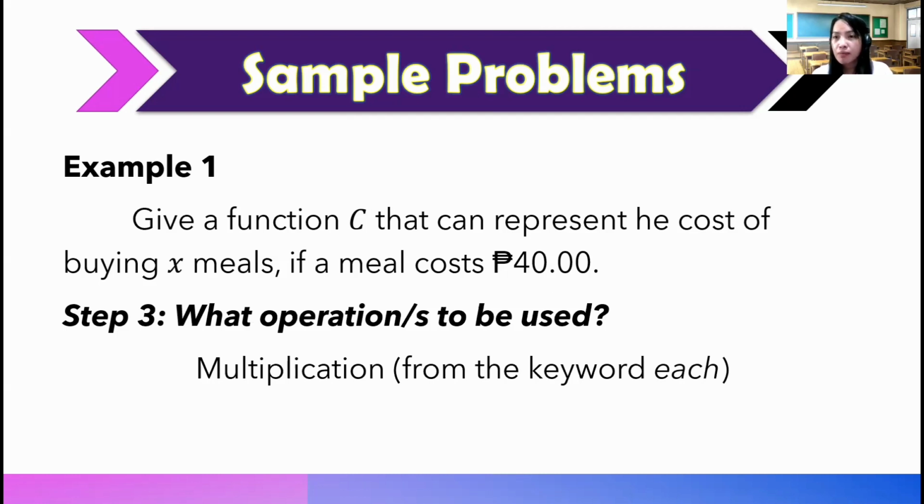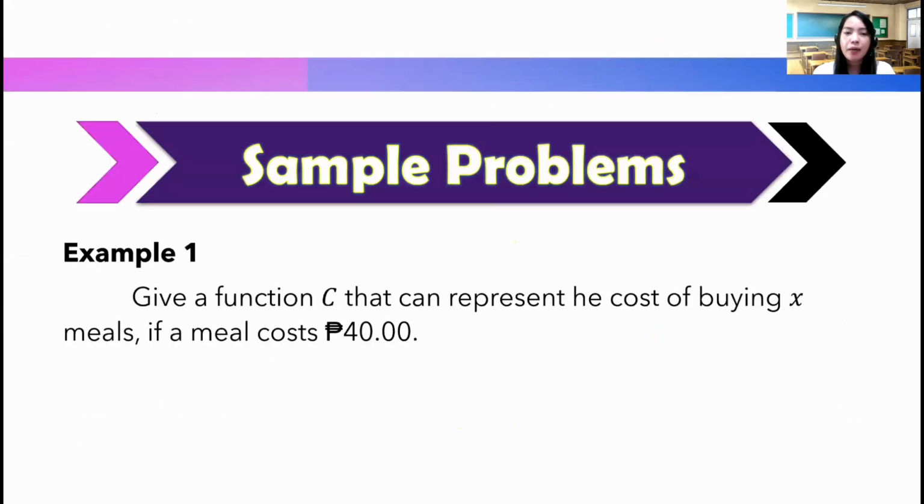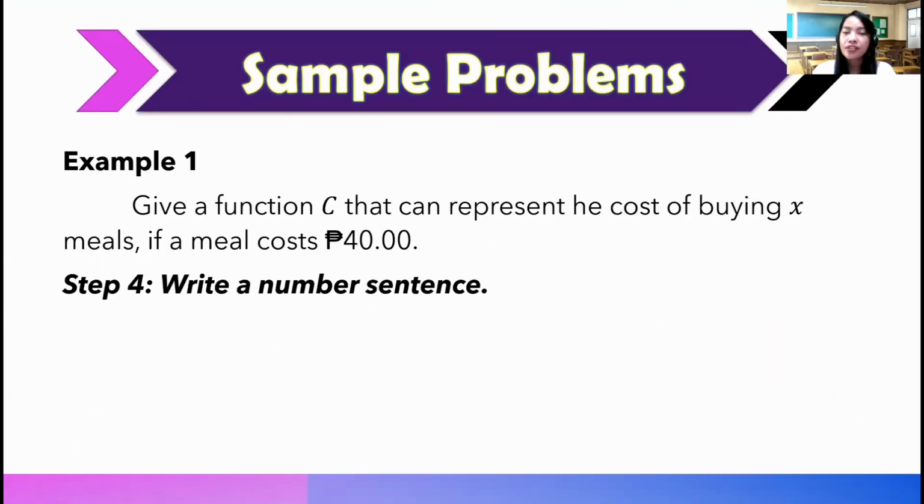Some of the problems may keyword na each. Dito naman, mas maiintindihan mo na 1 meal costs 40 pesos. So, paano kung dalawa yung binili? Paano kung 3? So, ang gagamitin natin ay multiplication. Yun lang yung operation dito. Step number 4. Write a number sentence.